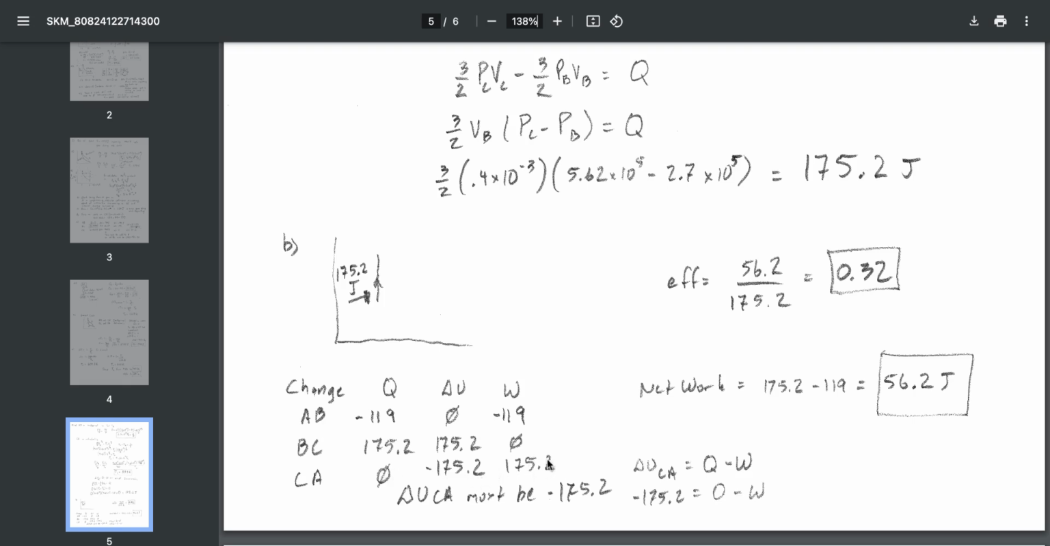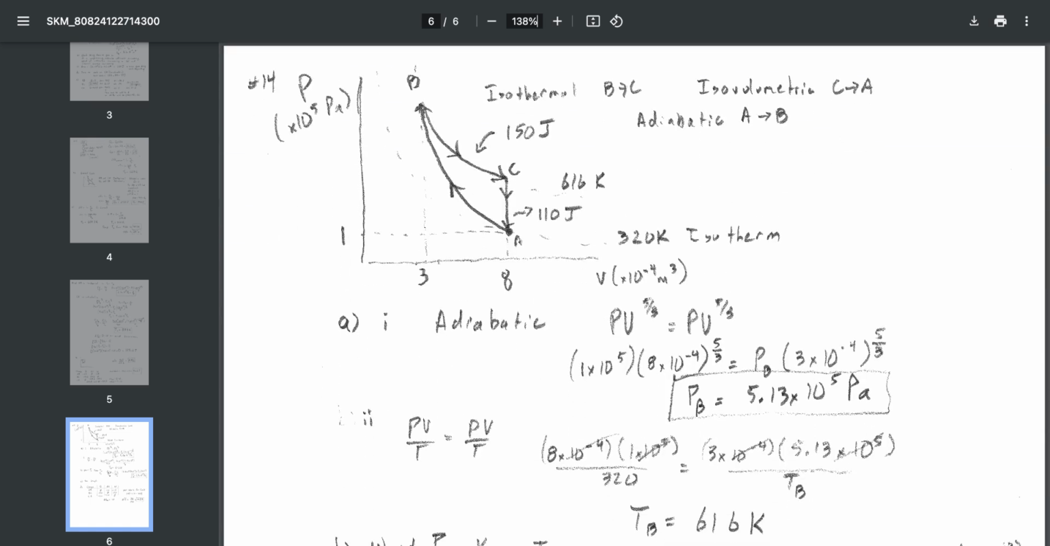That my work done there was 175.2. And I knew my work done before was 119 during the compression, or negative, because the work being done on it. So I just took 175.2 and subtracted off 119, got 56.2 joules of net work done. And once I had that, the efficiency of the engine is straightforward, because you have 175.2 as the amount of heat being added to the system, and 56.2 is your net work. So you got 0.32 efficiency.